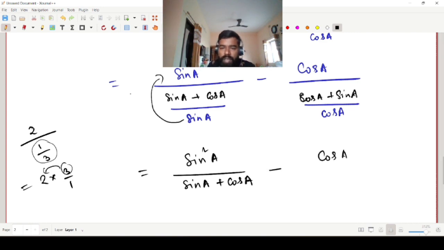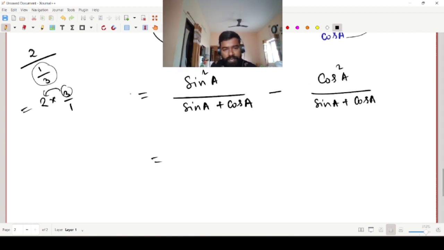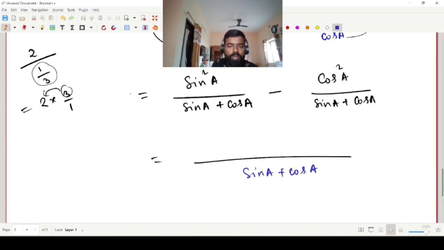So cos A, and again this cos also goes up. Then we have cos square, and again sin A plus cos A below. Next we can take the LCM. You see the LCM is the same now, that is sin A plus cos A, and the numerators remain the same. That is sin square A minus cos square A.